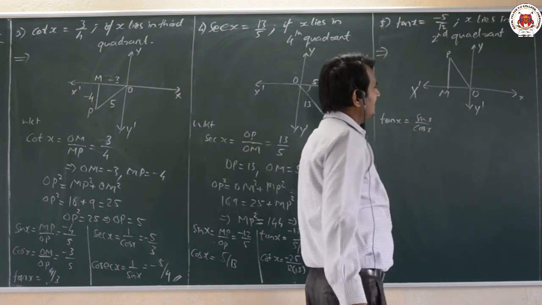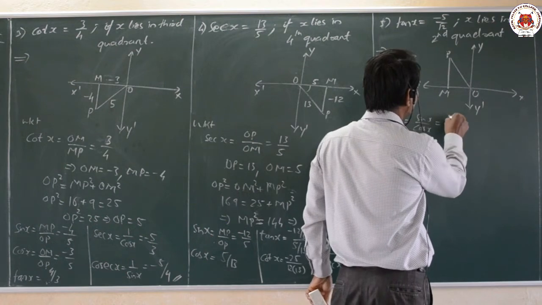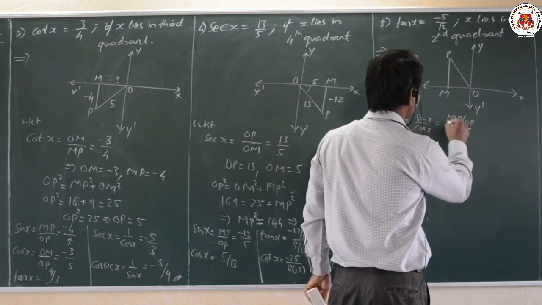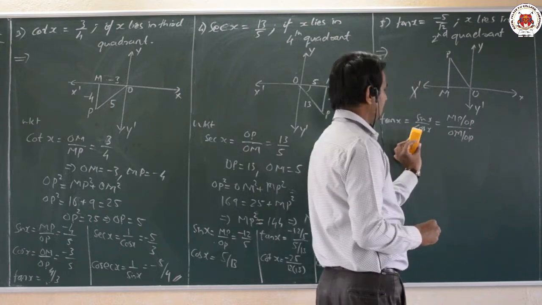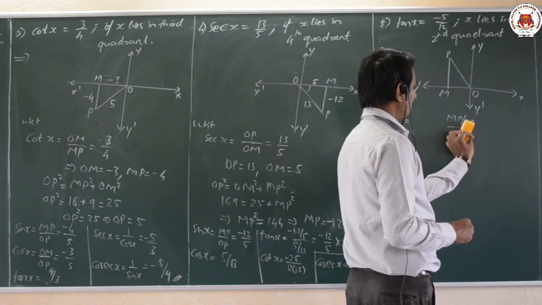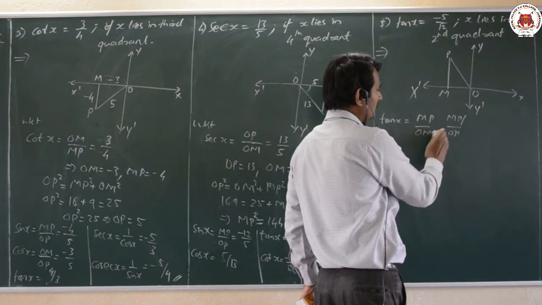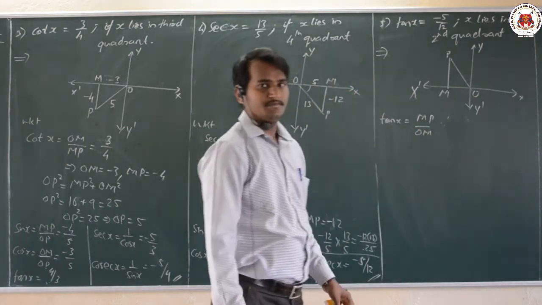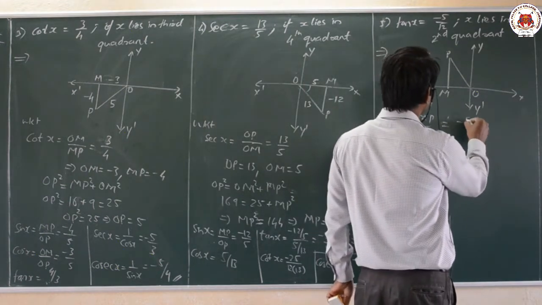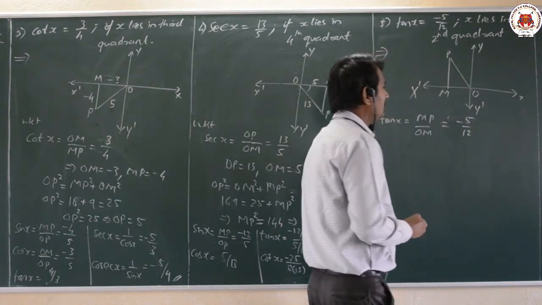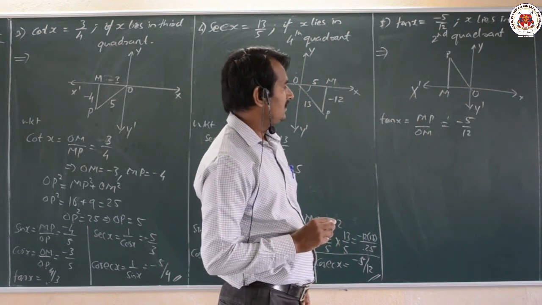Sin x means opposite by hypotenuse, that is MP divided by OP, and cos x means OM divided by OP. That implies tan x, all the terms get eliminated. What is the remaining part here, MP divided by OM, that is the value for tan x. Now the value he has provided is minus 5 by 12.